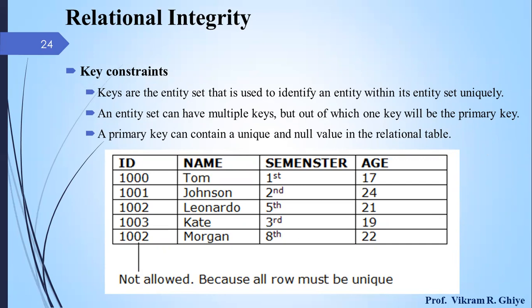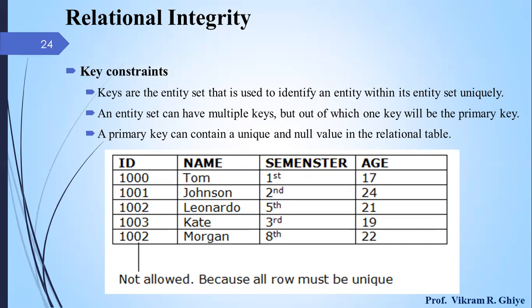That needs to be understood. A primary key can contain a unique value, and not a null value, in the relational table. I already said that the primary key should not have a null value, so we can't put null values. If we put a null value there, it can affect the other data available with respect to a particular row, and that row is not going to get identified. So the primary keys don't have null values.